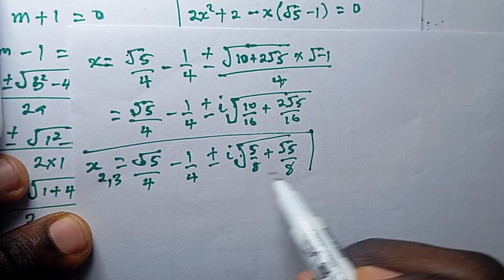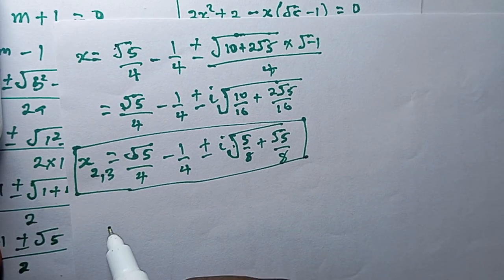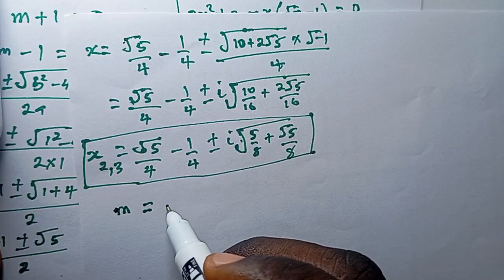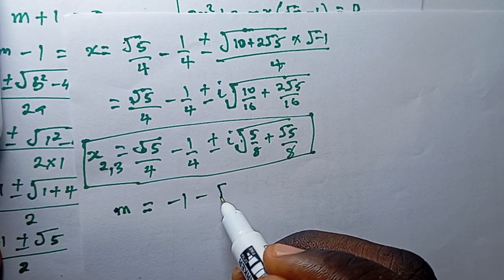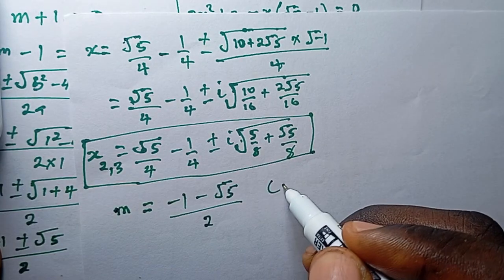So let's keep this and then we'll come back to it. So we'll now move to case 2 where m is equal to minus 1 minus root 5 divided by 2. So this is case 2.